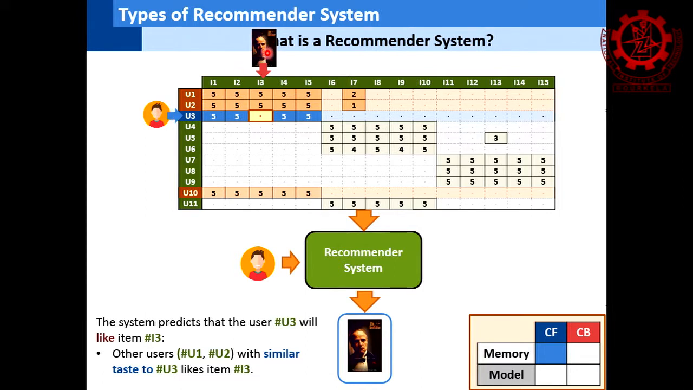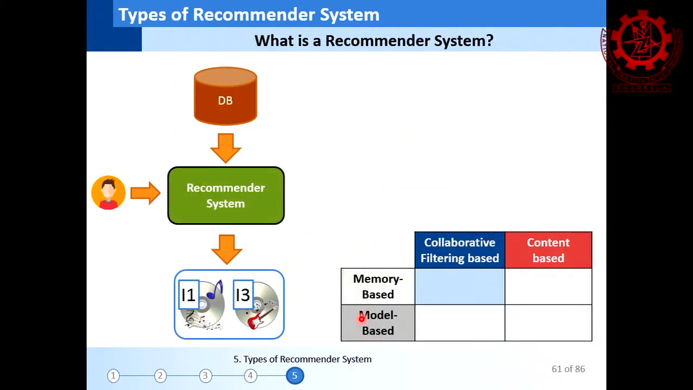We only know what the user has rated and what the other users have rated. And with this information we can provide this recommendation. So this is an example of a recommender system based on memory and based on collaborative filtering.